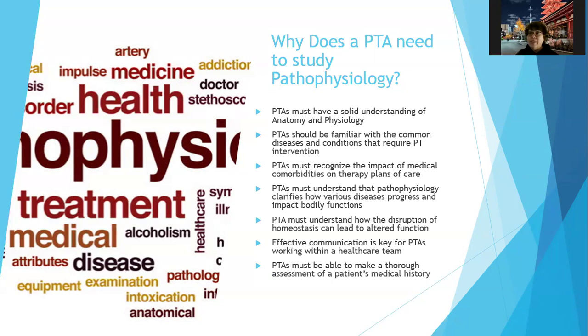You need to be familiar, though, with the diseases and conditions that require PT intervention. So it's not always an orthopedic injury that we're dealing with. We're dealing with other diseases and medical conditions. You need to recognize the impact of medical comorbidities on the physical therapy plan of care. That's pretty important. You have to understand the pathophysiology and how the physiology clarifies how various diseases progress and impact bodily functions. So, anytime you get to the point where your cells are out of whack enough that you have a disease, that affects the function of your body. And so, how is the disruption of homeostasis going to lead to altered function?